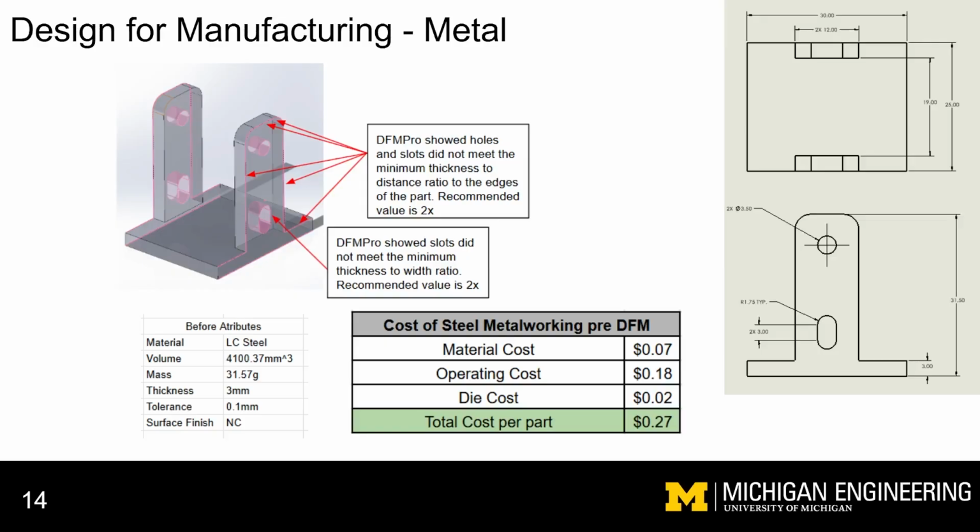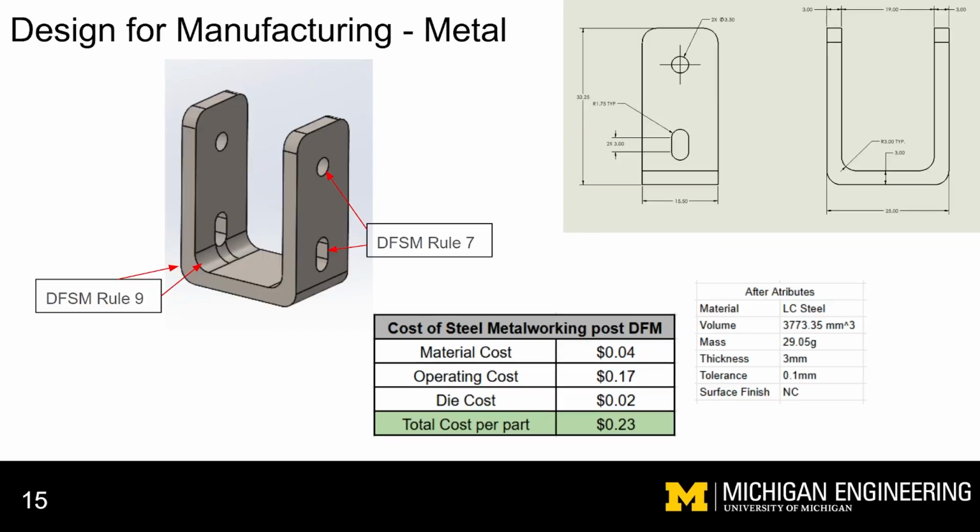This showed that the holes and slots did not meet the minimum thickness to distance ratio to the edges of the part. The slots also did not meet the minimum thickness to width ratio. This gave us a path for our redesign. Using DFSM Rules 9 and 7, the motor holder was redesigned.